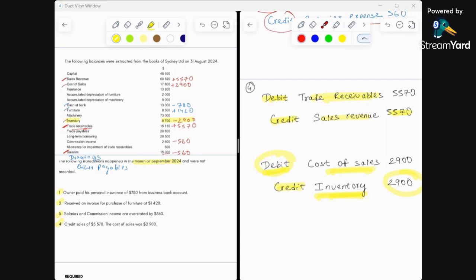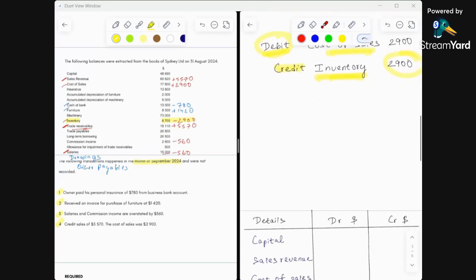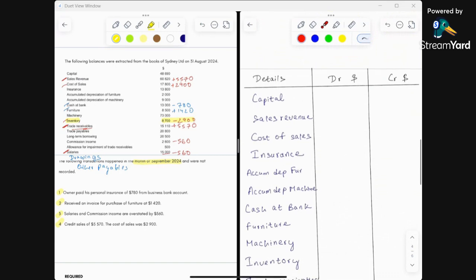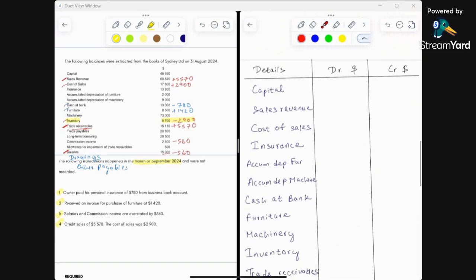All right. So now that we have all the workings and the relevant adjustments in place, it's time to prepare the adjusted trial balance. I'm not writing the details that we need to write at the beginning: Adjusted trial balance of Sydney Limited as of 30 September 2024. You can do that. But here I have the outline already prepared for the adjusted trial balance, so we're just going to fill in the numbers based on who's debited and who's credited.